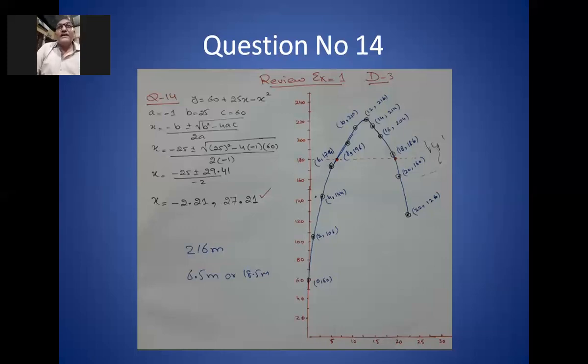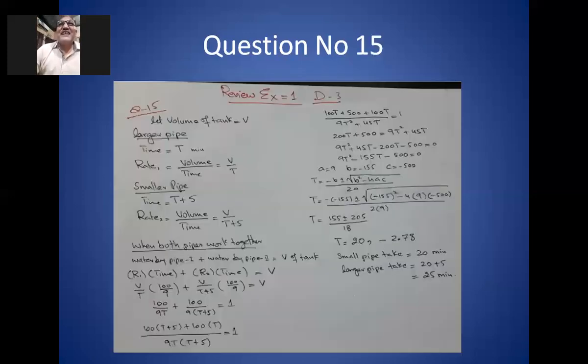of 180 meter. That is question number 14 from the review exercise 1 of the book D3. We are studying D Maths 4024 O levels mathematics. Hopefully this question is clear to you. So let's move to the next question.